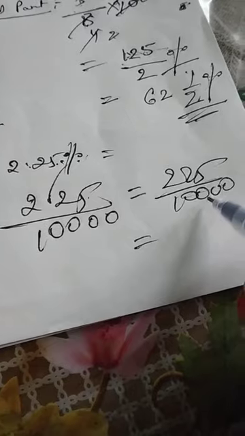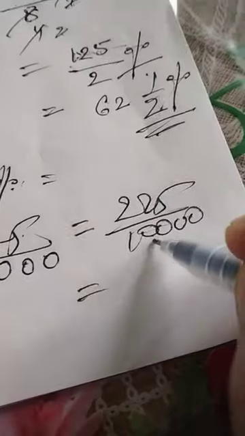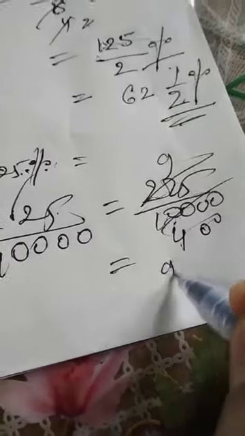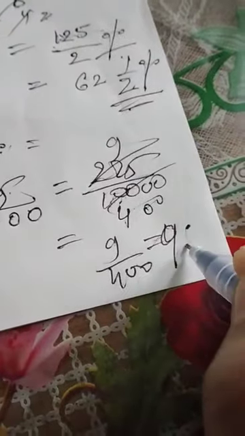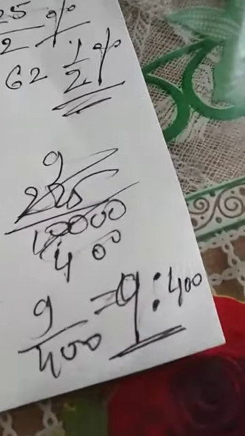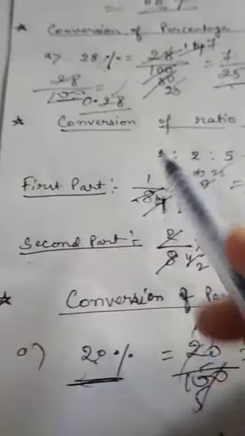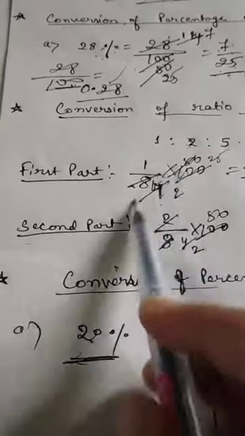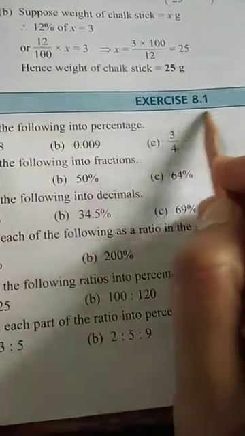10,000. Or you can just multiply, means cancel out this. 25 table it will be cancelled. 25 9s are 225, 25 4s are 100. So 9 by 400 is the ratio form. Now it will not get cancelled. So 9 is to 400 you can write. Okay. This is the way how to change the percentage into ratio. This is the way how to change a ratio into percentage. Whenever you are changing any quantity into percentage, you have to multiply it by 100. Always remember this.